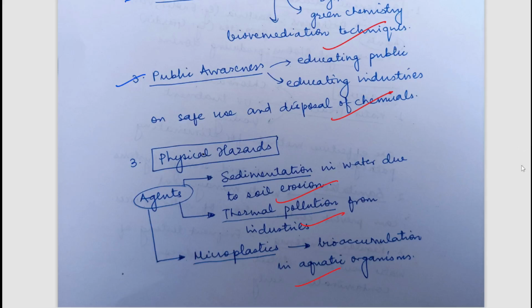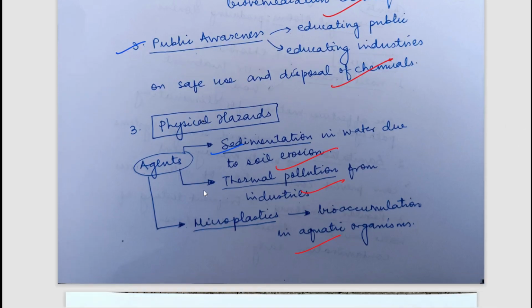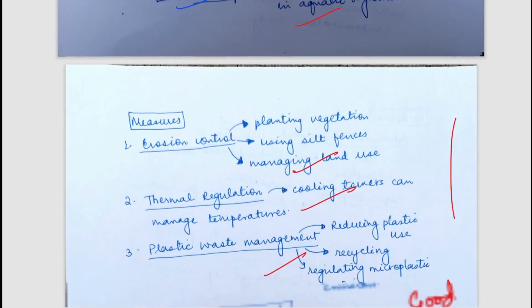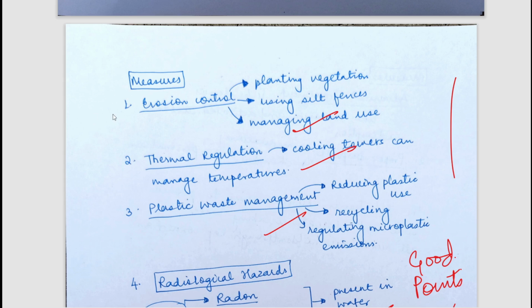Again, physical hazards have been mentioned. It could be sedimentation, thermal pollution, it can be microplastics. So these are some of the physical hazards, and its measures have also been mentioned. We can do erosion control, we can do thermal regulation, we can do plastic waste management.